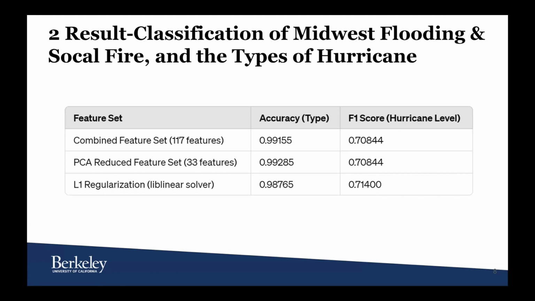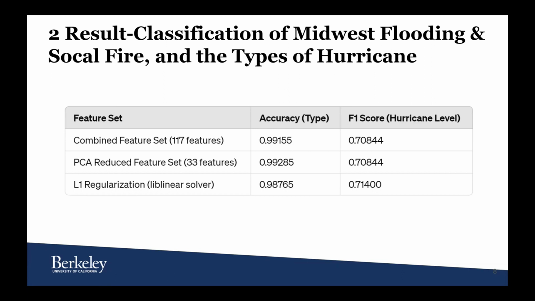Our combined feature model, which includes 117 features per record, demonstrated an impressive accuracy of 0.99 in predicting disaster types between fire and flooding, and the F1 score for predicting hurricane levels stood at 0.71.